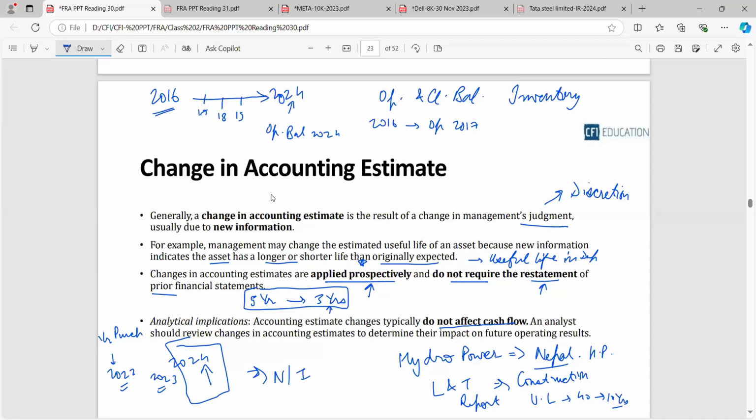So this is how management discretion usually works, and it makes sense because initially when they made the dam, it was a long-term tenure instead of a short-term tenure, and now we are making an adjustment as of today for what we are seeing for the future. So it is known as applied prospectively and not retrospectively.